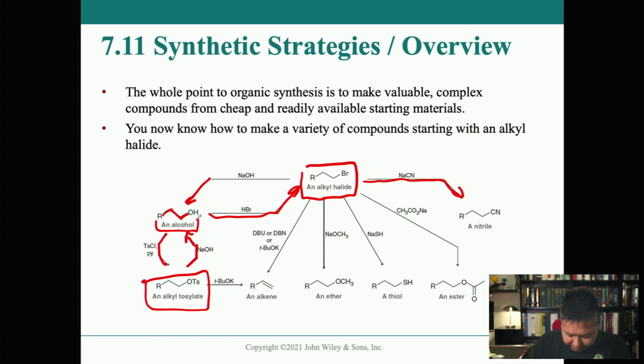You can treat tosylate with tert-butoxide and get the alkene product, right? Or you can treat the alkyl halide with tert-butoxide and also get the alkene. You can treat the alkyl halide with sodium methoxide, and you can get an ether. Okay.